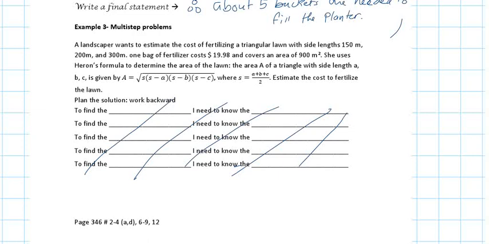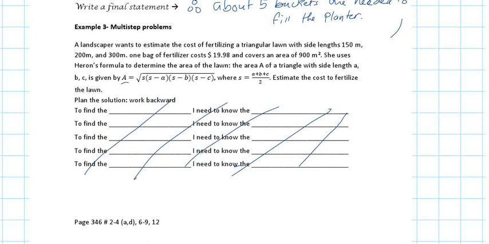So here it is. One bag of fertilizer costs $19.98 and covers an area of 900 meters squared. She uses Heron's formula to determine the area of the lawn. So the area A of a triangle with side lengths a, b, and c is given by this formula. A represents the area, where you have to use s, s minus a, s minus b, s minus c. So you need that value of s. They gave you another formula: s is equal to (a plus b plus c) divided by 2. So there's two formulas that you have to use.